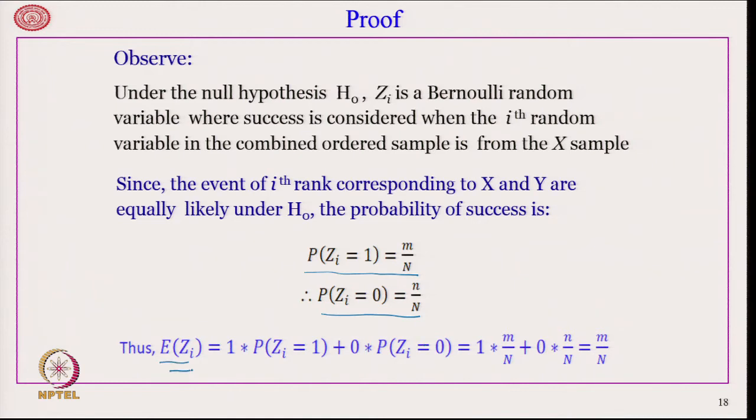Therefore, the expected value of Z_i is equal to 1 times probability Z_i is equal to 1 plus 0 times probability Z_i is equal to 0, and therefore it is coming out to be 1 times m by N plus 0 times n by N, which is equal to m by N.